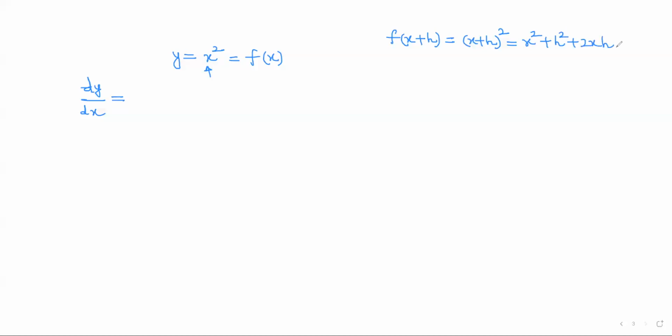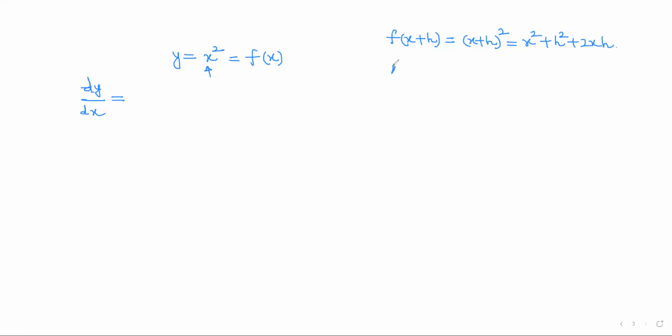So suppose y is equal to x square, right? So this is f of x. Now I want you to differentiate, find dy by dx. How you can do this is, first of all, write what is f of x plus h. Wherever there is x in the function, replace it by x plus h. So this becomes x plus h whole square. It becomes x square plus h square plus 2xh. Right? f of x is x square anyway.